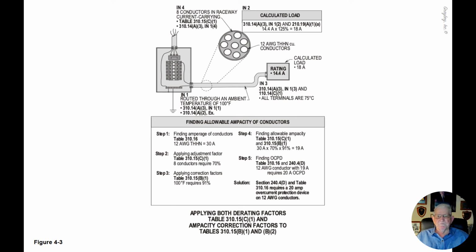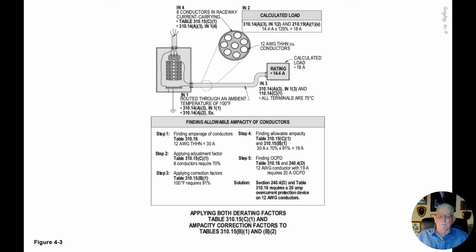Now let's review that. We're finding the allowable ampacity of conductors. Step 1, we refer to table 310.16, a number 12 THHN in the 90 degree column in the table lists an ampacity of 30 amps. And remember, the 90 degree column is only used to derate for adjustment factors or correction factors. Step 2, we're applying table 310.15C1. 8 conductors require 70% derating.